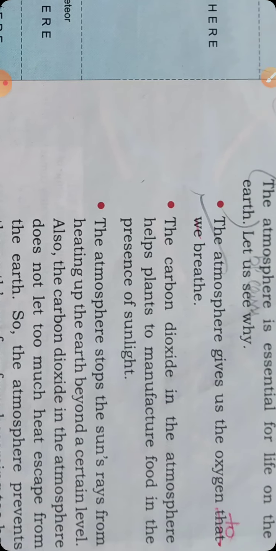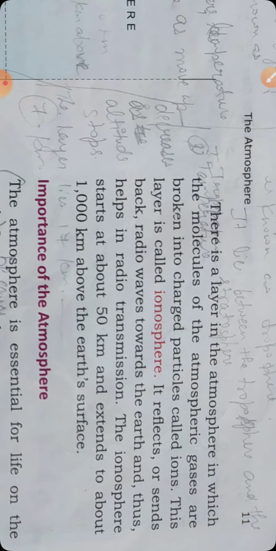Let us see more now. In the second column, there is a layer in the atmosphere in which the molecules of the atmospheric gases are broken into charged particles called ions. This layer is called the ionosphere. So you can see, where is the ionosphere? The ionosphere is in the thermosphere, because charged particles are there. So this is called the ionosphere.